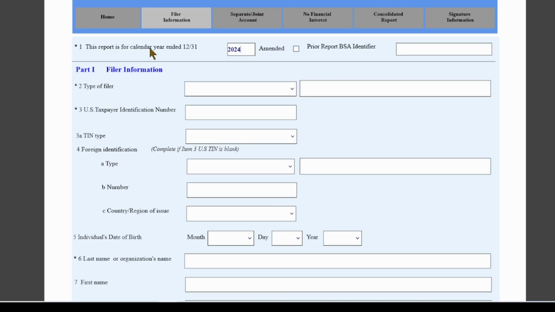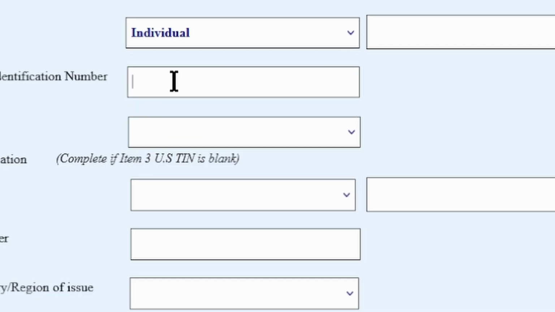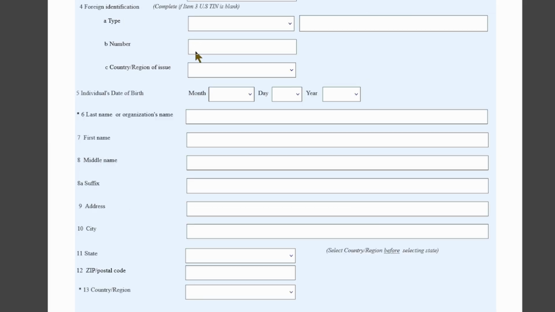So it says this report is for calendar year 12/31/2024. It's not amended, so I leave that blank. Prior report BSA identifier, I just leave that blank. Type of filer, individual. So put your social security number or TIN number here, and then it asks what TIN type. So social security number or EIN. So I select social security number. If you don't have a social security number, you would put your foreign ID, passport, or something like that.